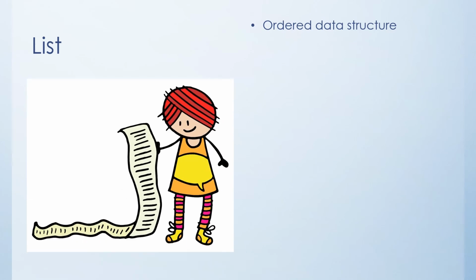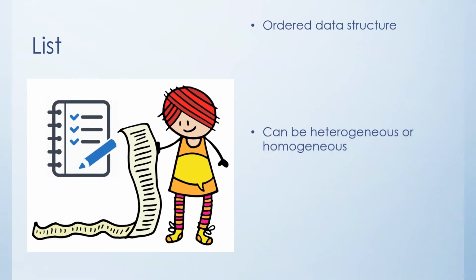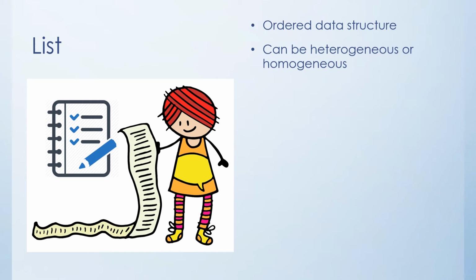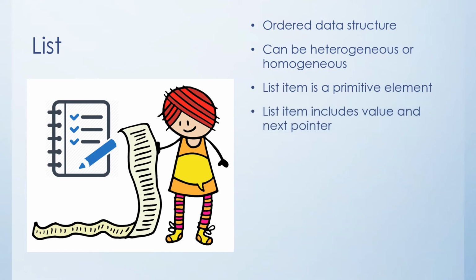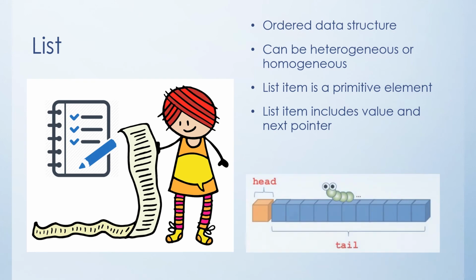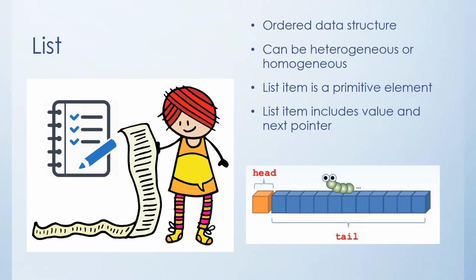Now, move towards list. A list is a data structure composed of an ordered data structure. It grows and shrinks dynamically during program execution. It can be heterogeneous or homogeneous. A list item is a primitive element that is usually of fixed size. It has usually two fields named value and next pointer. The first pointer is a head pointer pointing to the first element of the list. List items are connected to each other using pointers.